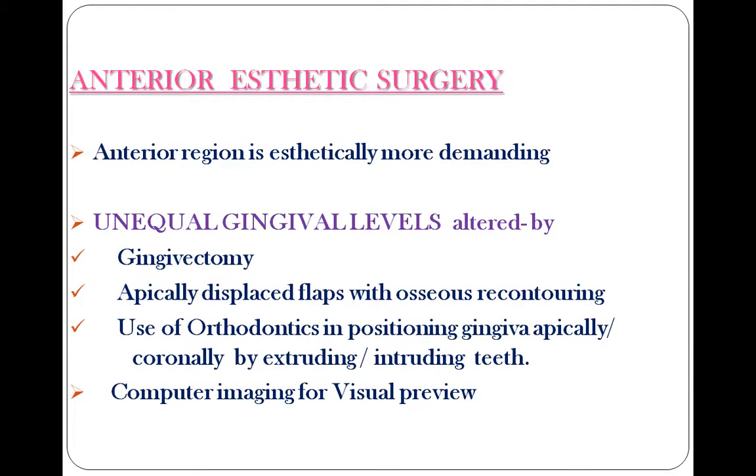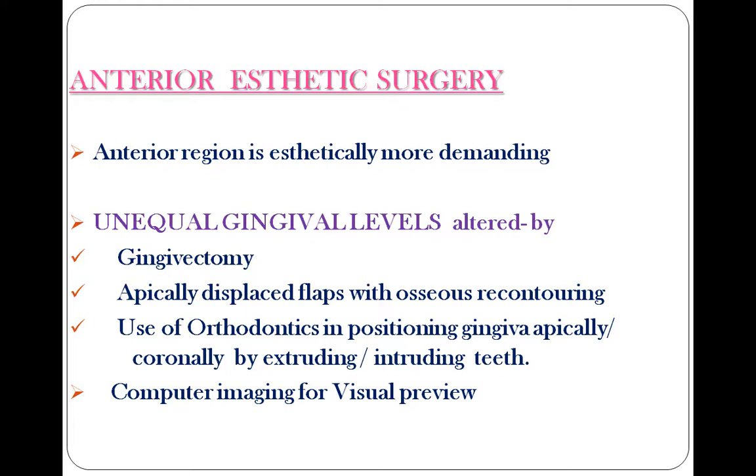Now, moving on to the section on anterior aesthetic surgery. These are generally indicated in the areas where aesthetic is of prime importance. Different methods like gingivectomy, apical repositioning flap with osseous recontouring, and orthodontic therapy to position the gingival tissue level, etc., are usually employed as part of anterior aesthetic surgical procedures. If you remember, in the previous class I explained them under the crown lengthening procedures.